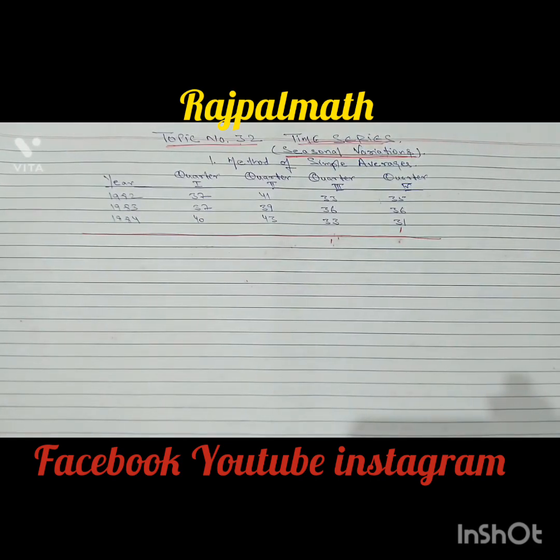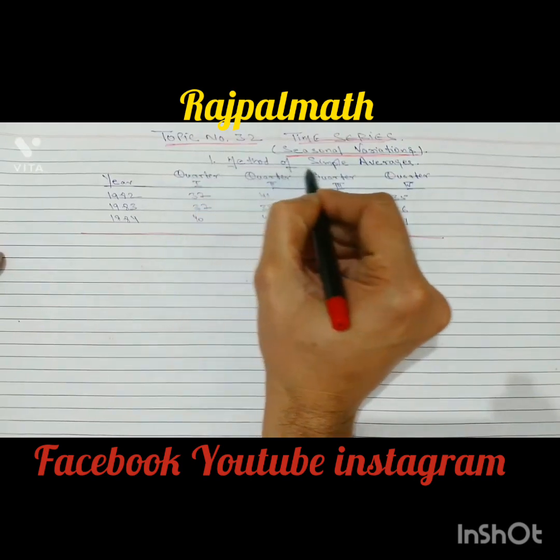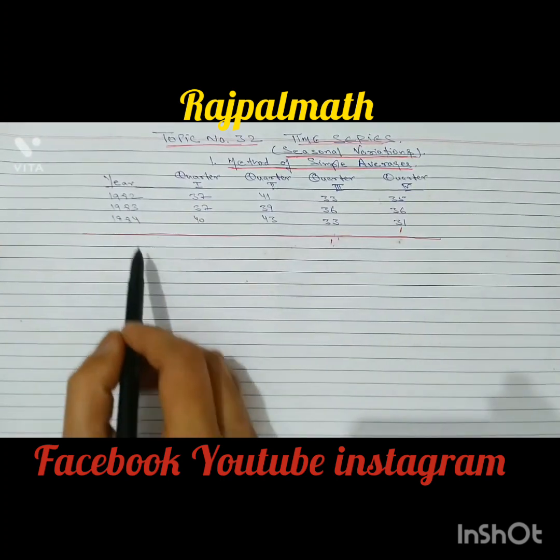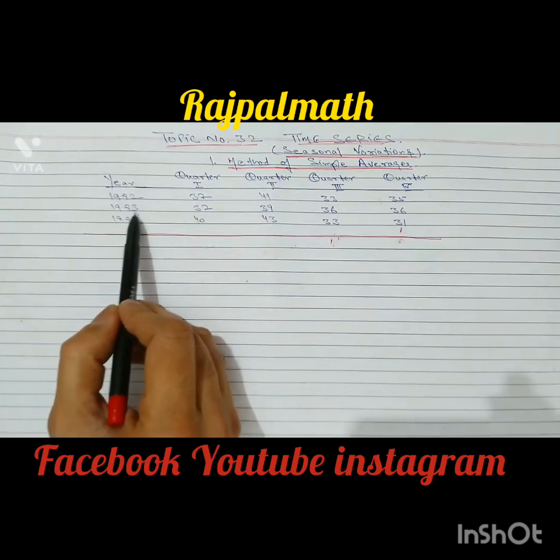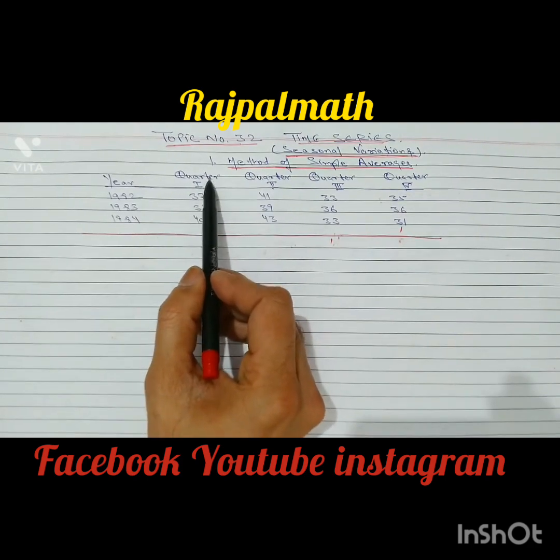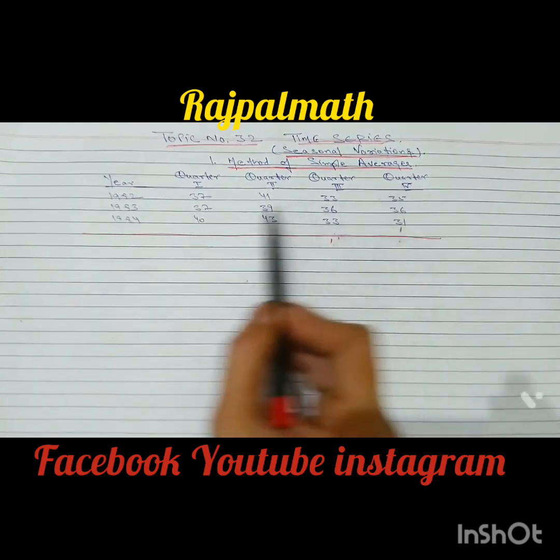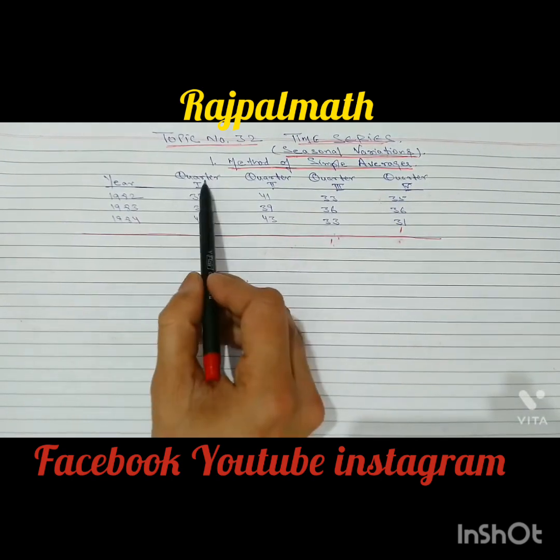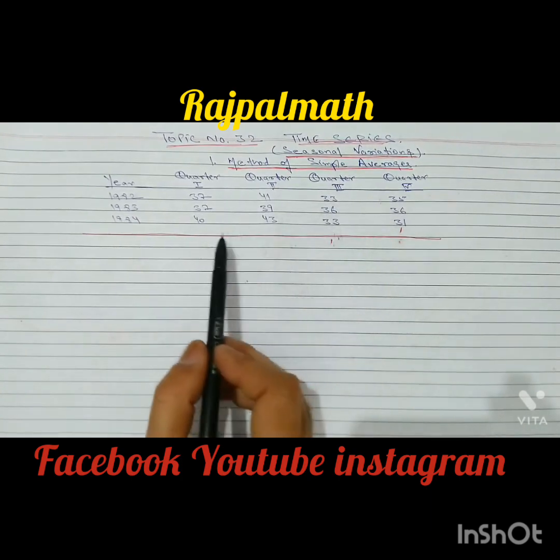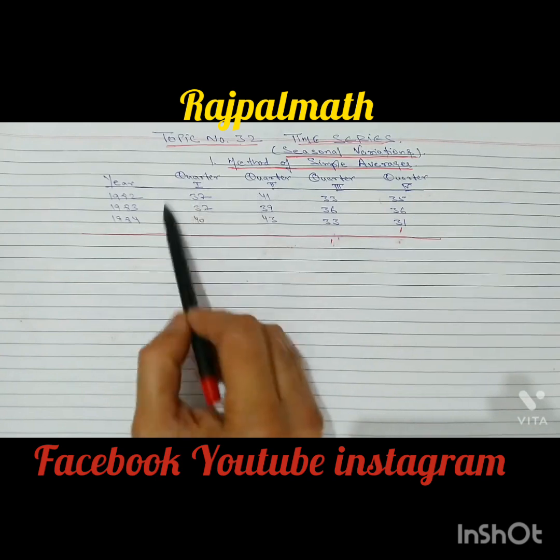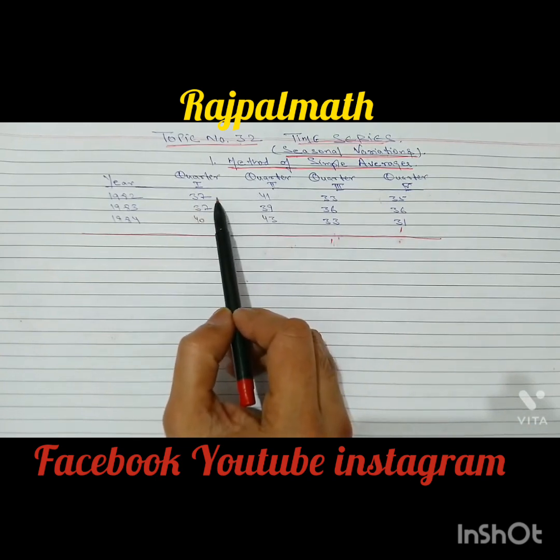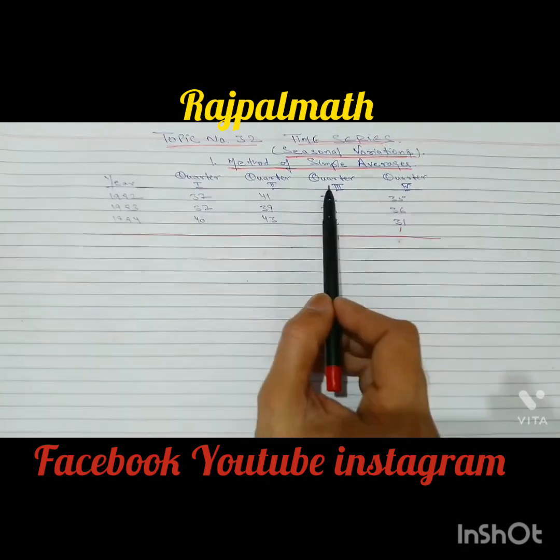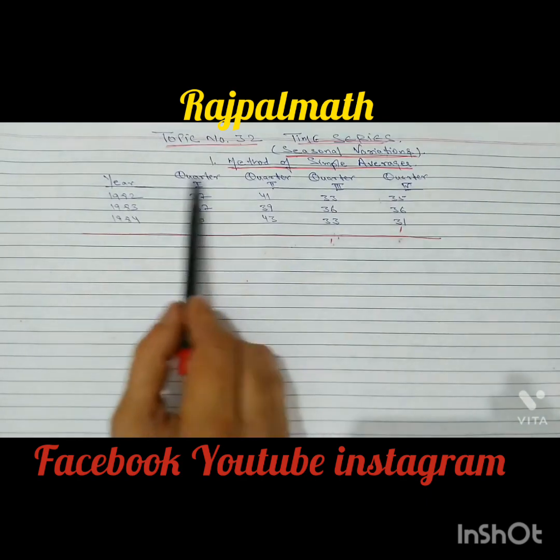The first method for calculating seasonal variation is the method of simple averages. Years are given: 1982, 83, 84. Data is given for quarter 1, quarter 2, quarter 3 and quarter 4. Clear? Years are given and quarterly data is given. Now assuming that trend is absent, we will find the seasonal index for quarter 1, quarter 2, quarter 3 and quarter 4 from the given sum.